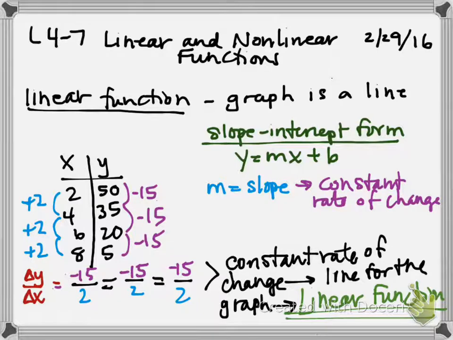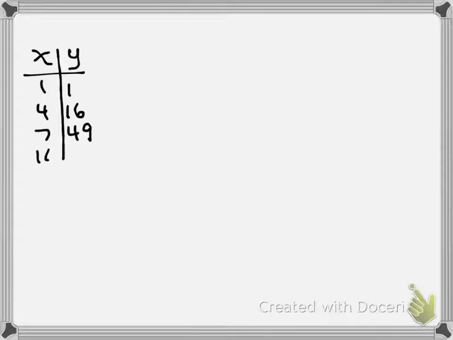All right. Okay, so let's check it out. That sounds like a good hypothesis. Let's see if he's got something going on. So let me go back to regular. Let's look at this set of ordered pairs: 1, 1; 4, 16; 7, 49; 10, 100. And let's do exactly the same thing that we did before.